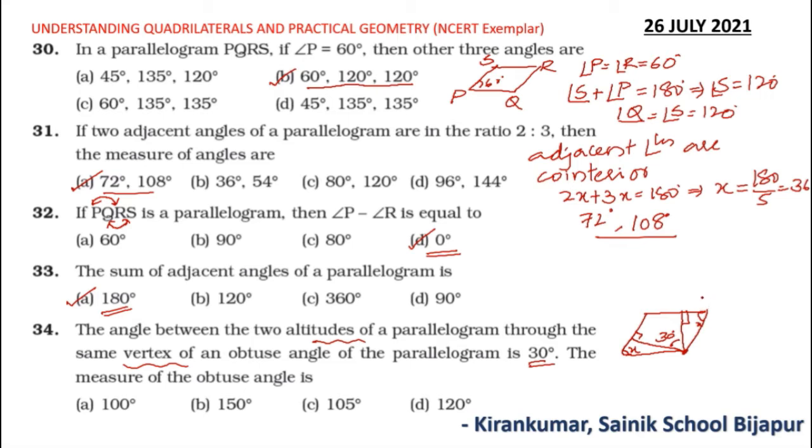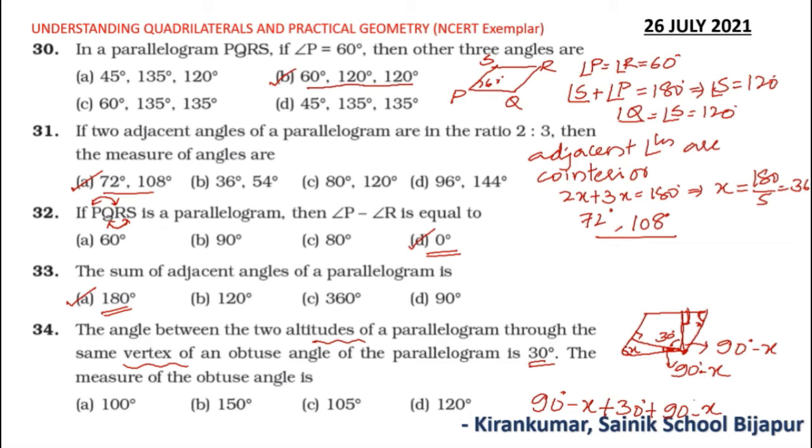Observe carefully. The altitude is 90 degree, this angle is x, so the remaining angle is 90 minus x. The same holds true here. This angle is 90 minus x. So the obtuse angle will be 90 minus x added to 30 added to 90 minus x. This will be the obtuse angle.